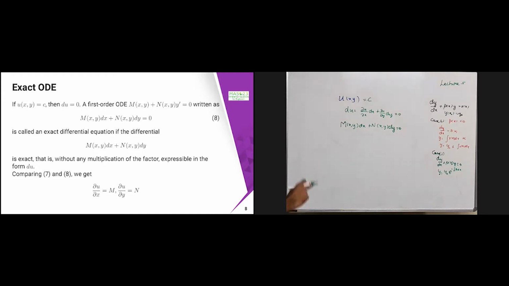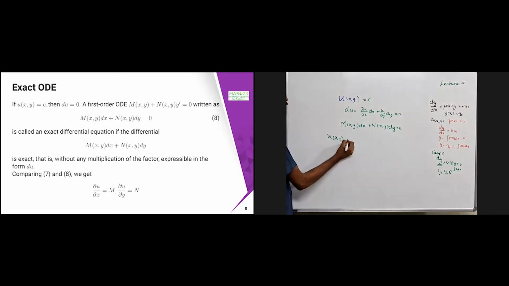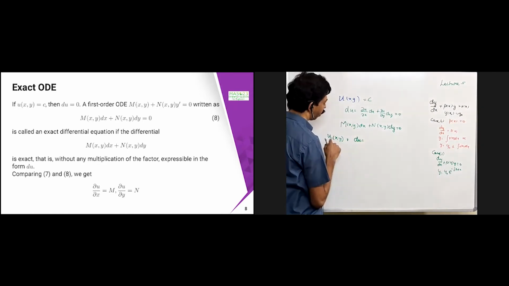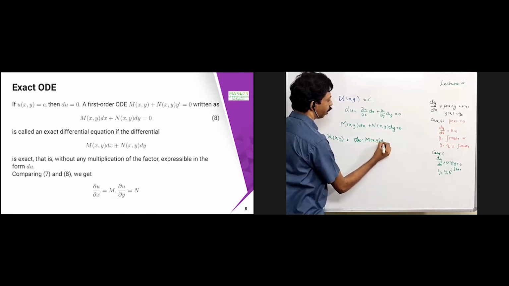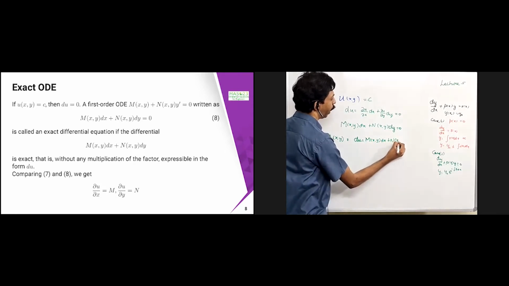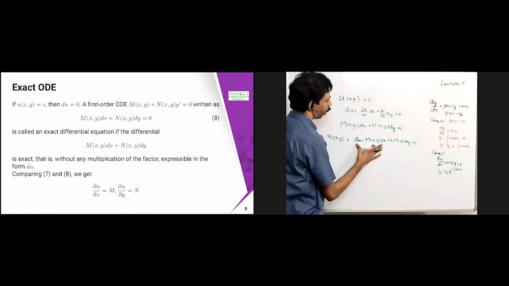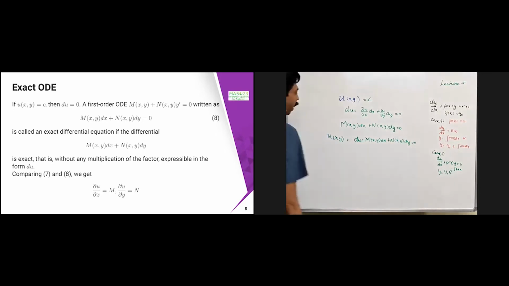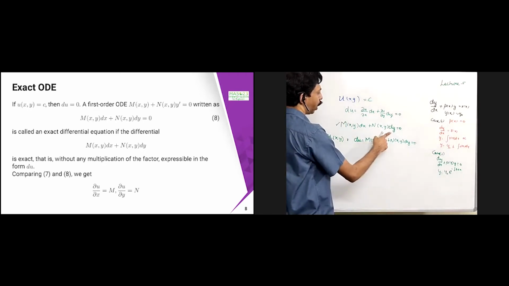That means I can find a u. Suppose you can find a u of x comma y such that du equals m of x comma y into dx plus n of x comma y into dy. If such a u exists, then we call m of x comma y into dx plus n of x comma y into dy exact.